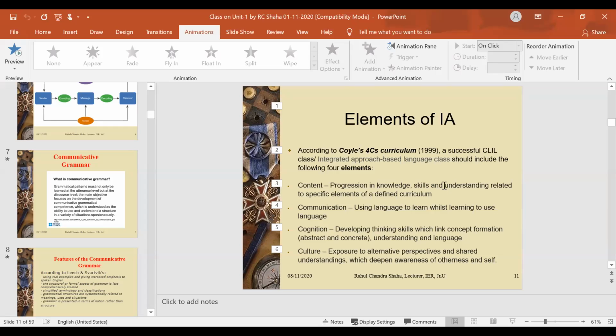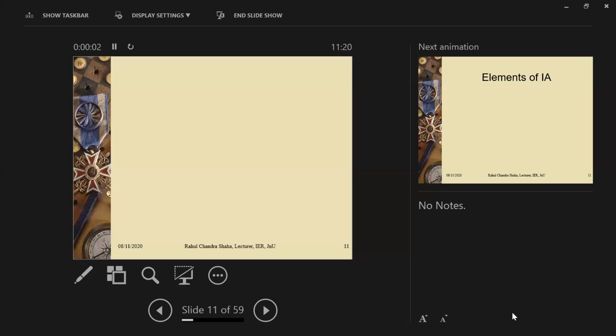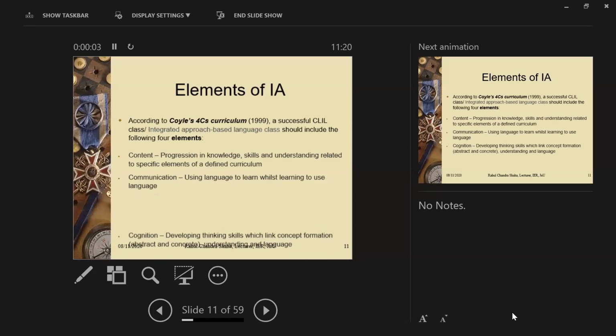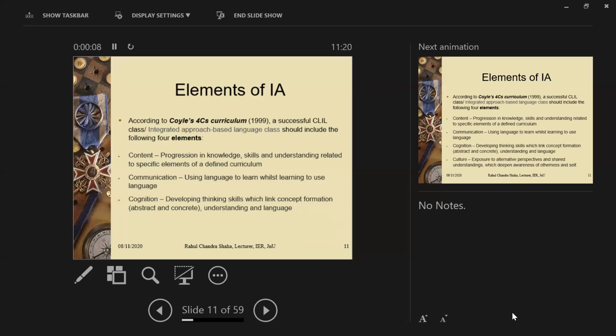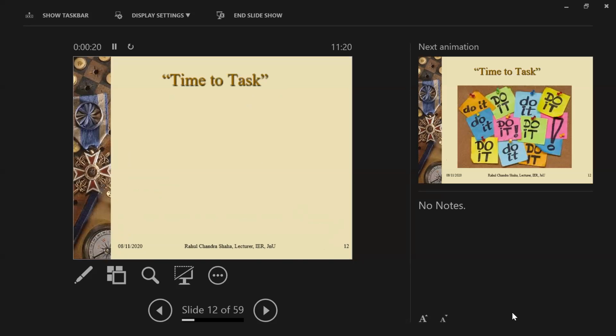So dear students, do you watch my share screen? Yes, sir. Yes, sir. We are watching. Okay. So in our last classes, we ended by discussing the elements of the integrated approach. There were four elements of the integrated approach. One is the content, another is the communication, another is the cognition, and another is the culture.